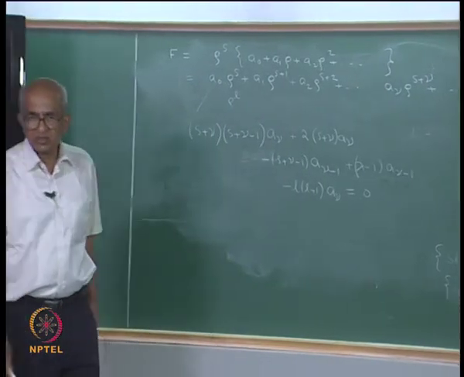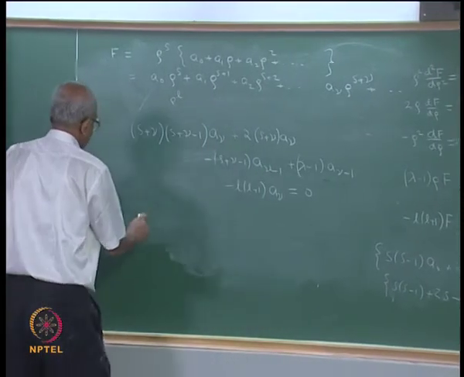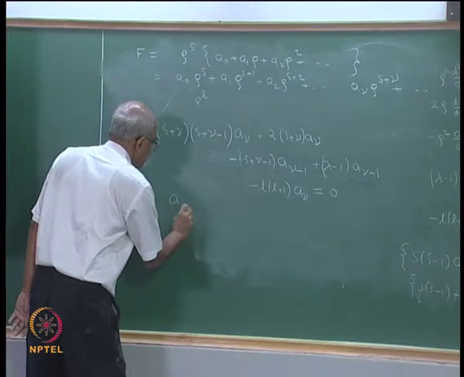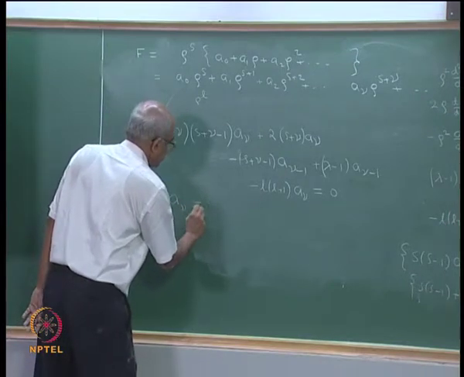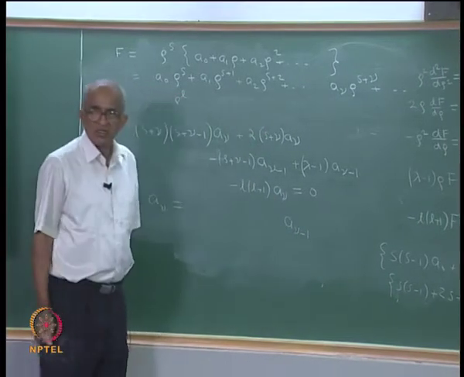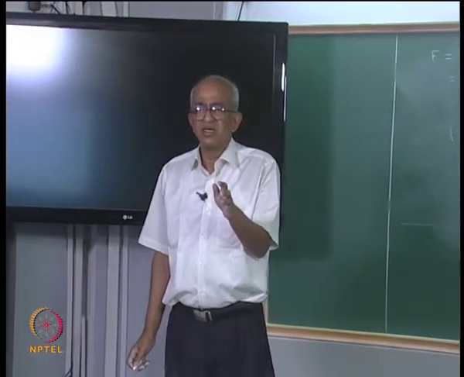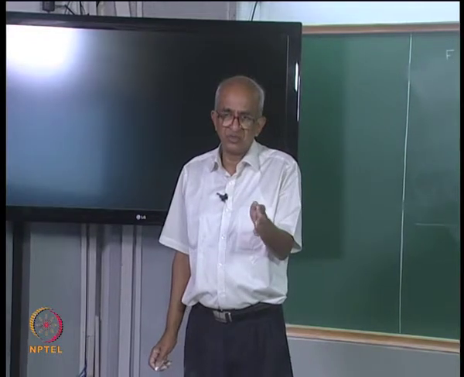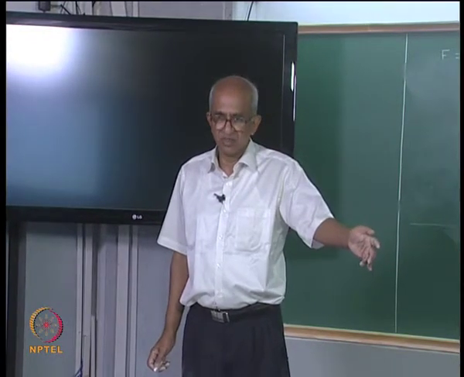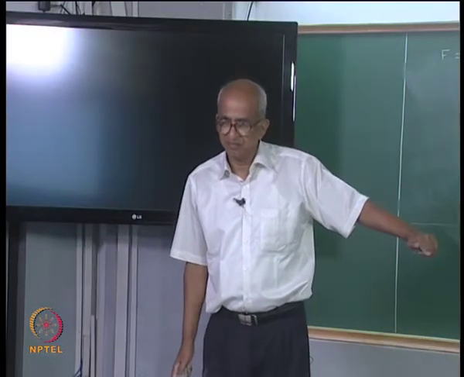Correct. So, I will rearrange and write it as a recursion relationship, which says that a nu must be expressible in terms of a nu minus 1. Now, here things are a little bit different. Earlier it was always a nu plus 2 expressed in terms of a nu, but in this case a nu plus 1 is expressed in terms of a nu, or a nu is expressed in terms of a nu minus 1.